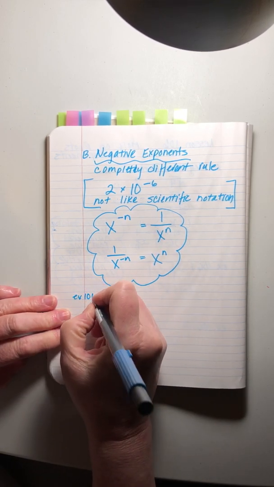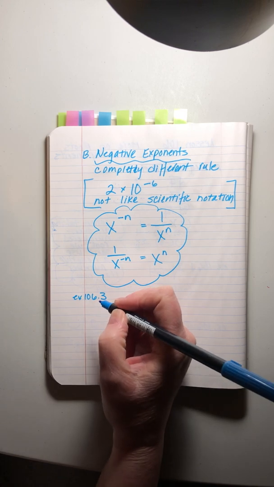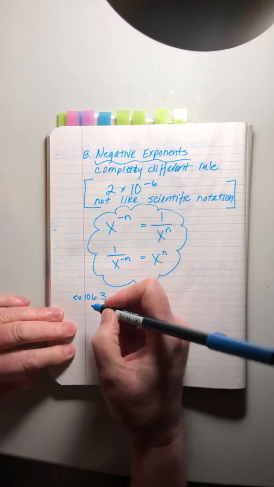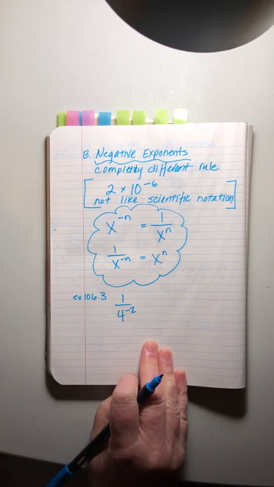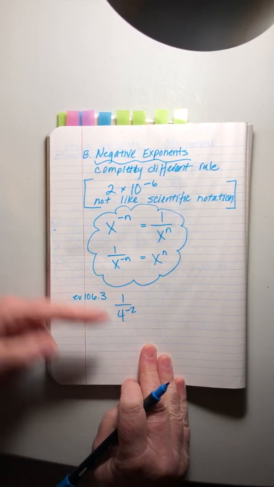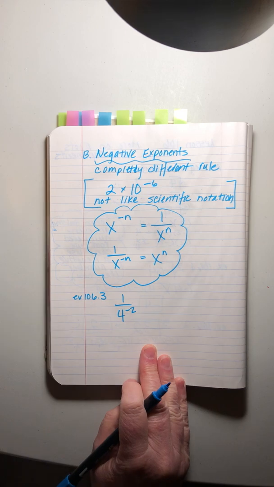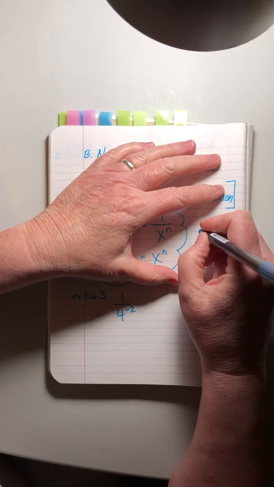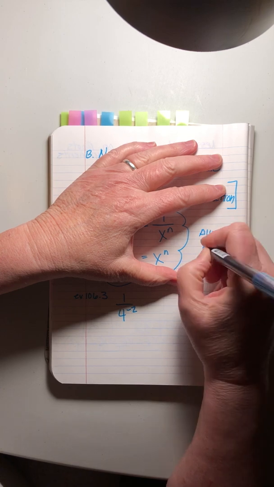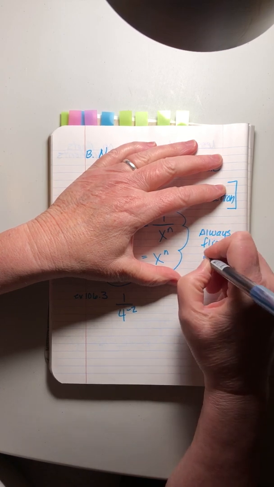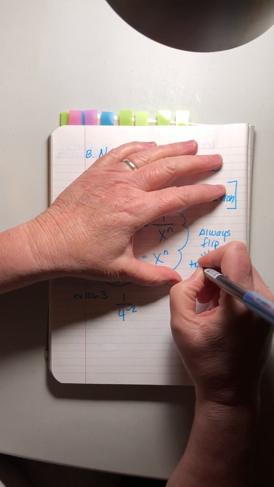Example 106.3. Okay, so we've got 1 over 4 to the minus 2. Oh, that looks like this, right? So we always flip the trapeze first.